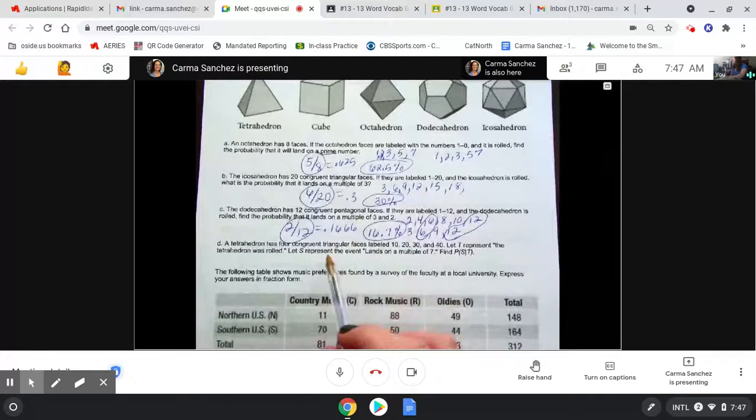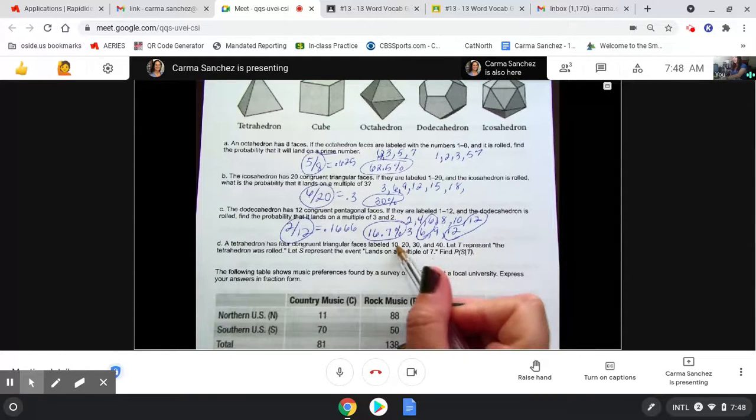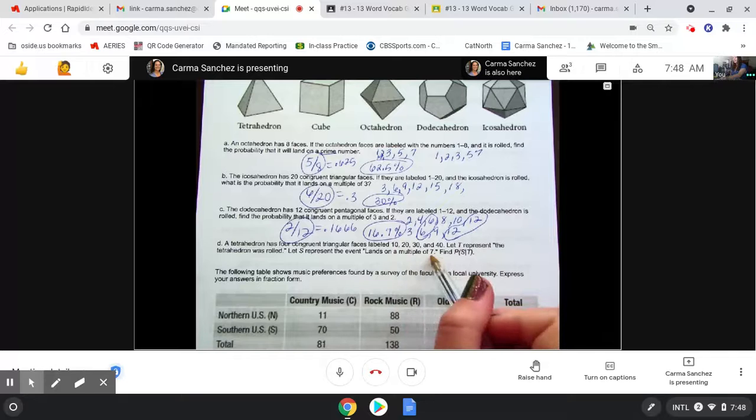Tetrahedron, 4 congruent triangular faces labeled 10, 20, 30, and 40. Let T represent the tetrahedron was rolled. Let S represent the event. So P of S given T, that it lands on a multiple of 7. 10 is not a multiple of 7. 20 is not a multiple of 7. 30 is not a multiple of 7. And 40 is also not a multiple of 7.